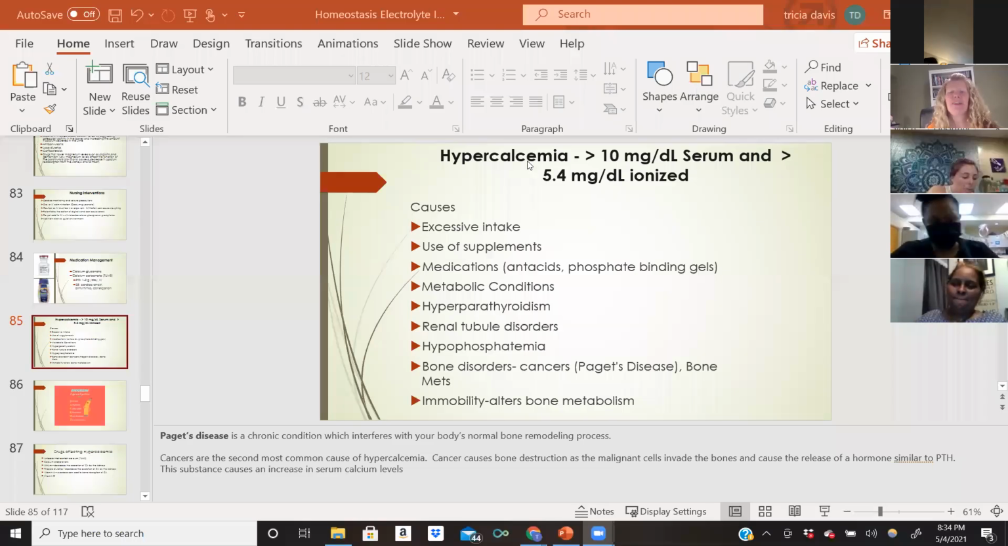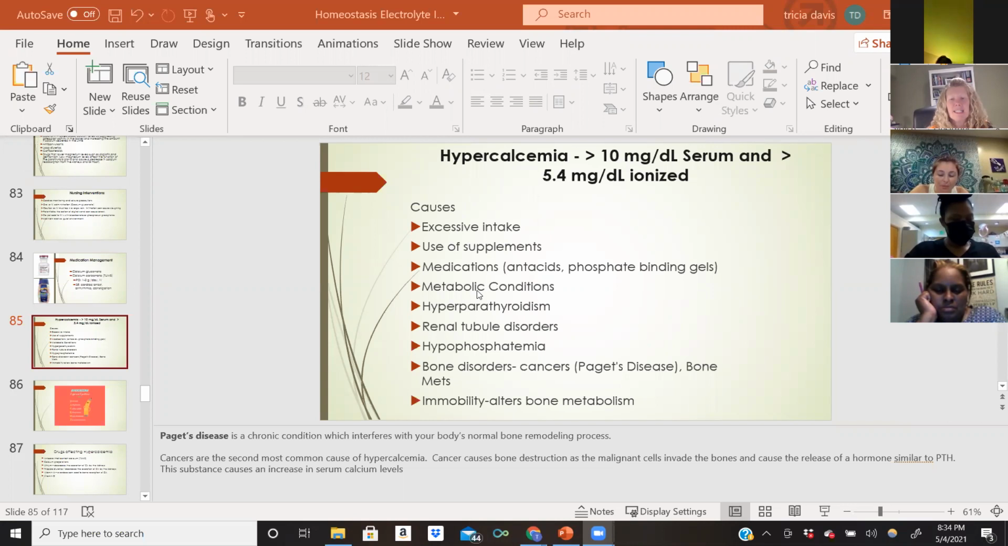All right, thank you. All right, so hypercalcemia, too much calcium in the blood, higher than 10 milligrams serum and 5.4 milligrams ionized. Why do we get hypercalcemia? Well, maybe we're taking too much in. Maybe we're using certain calcium supplements, certain medications such as antacids or phosphate binding gels.